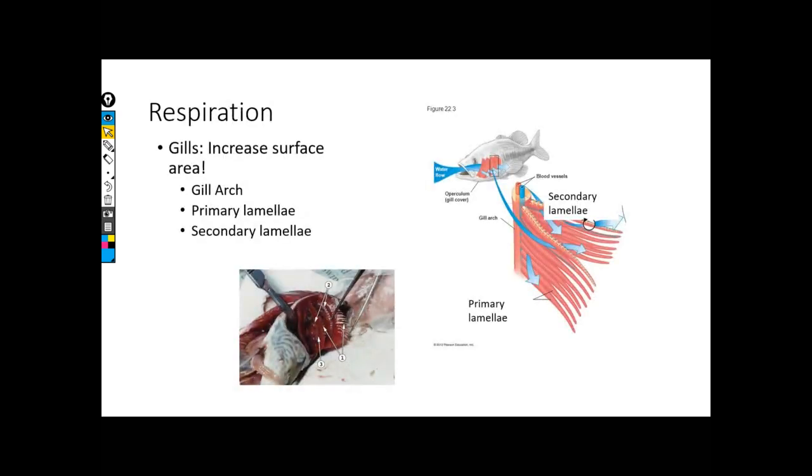Okay, so if you didn't, make sure to look at gills last week in lab on our sharks. You're going to get another chance to look at them this week in lab in our osteichthyes.